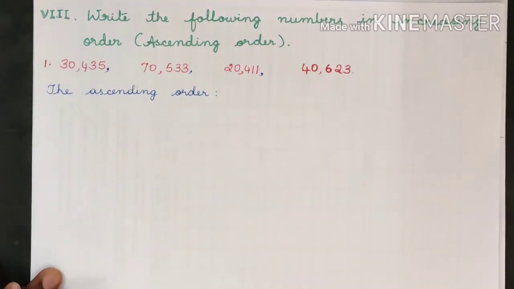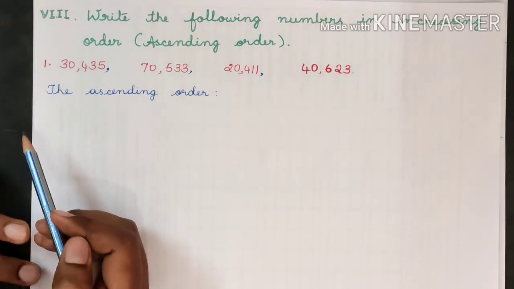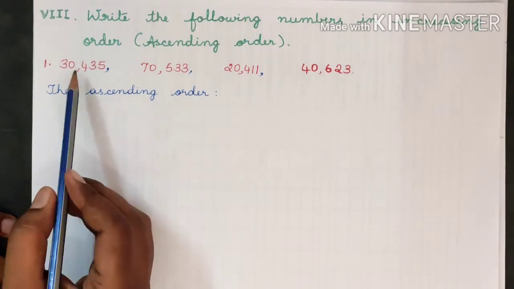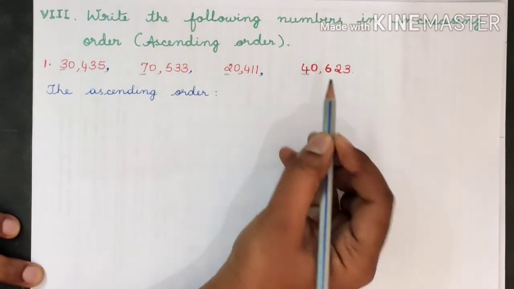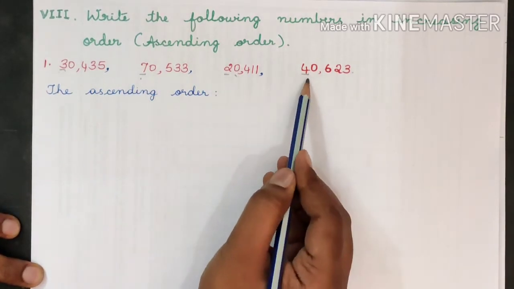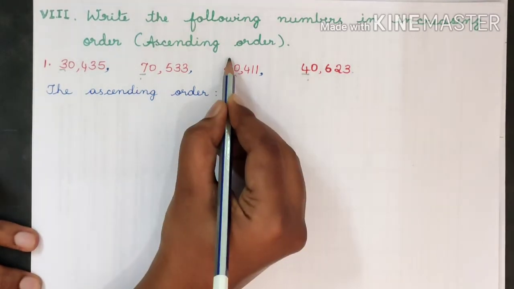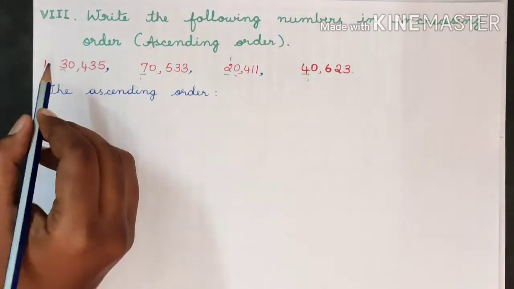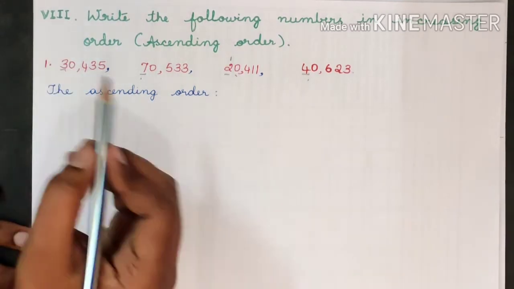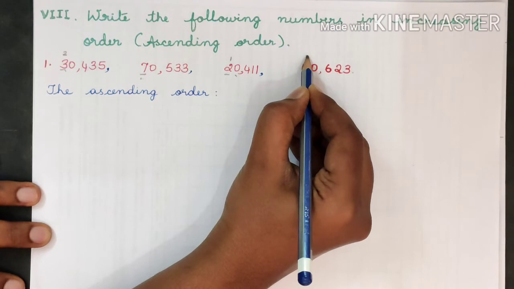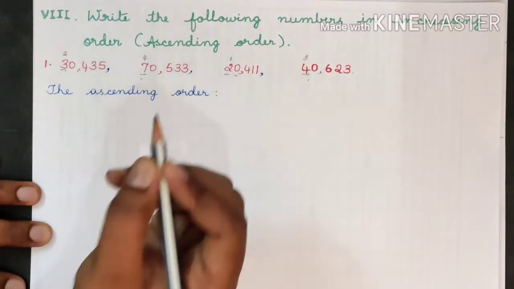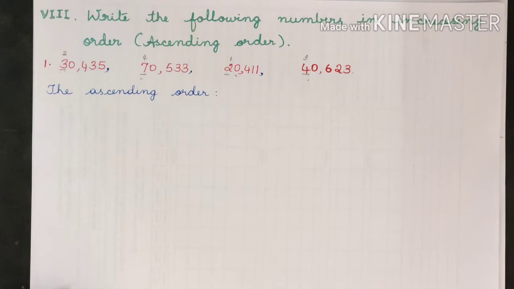Let us compare the numbers. First we have to compare the highest place, or 10,000th place. We have 3, 7, 2 and 4. Out of 3, 7, 2 and 4, we know that 2 is the smallest. Next, 3, 7 and 4, 3 is the smallest. Out of 7 and 4, 4 is the smaller, and at the end it is 7. So as per this, let us arrange the numbers and write them in ascending order.